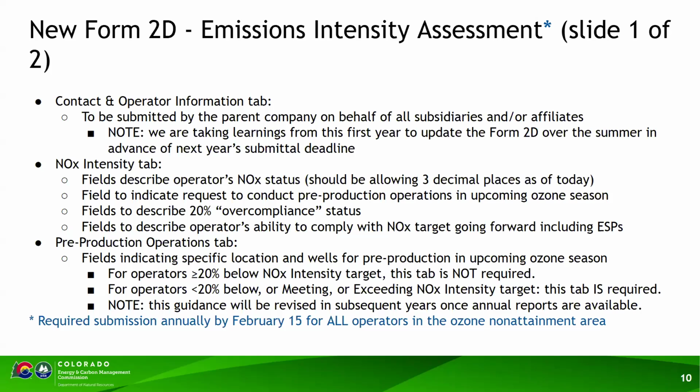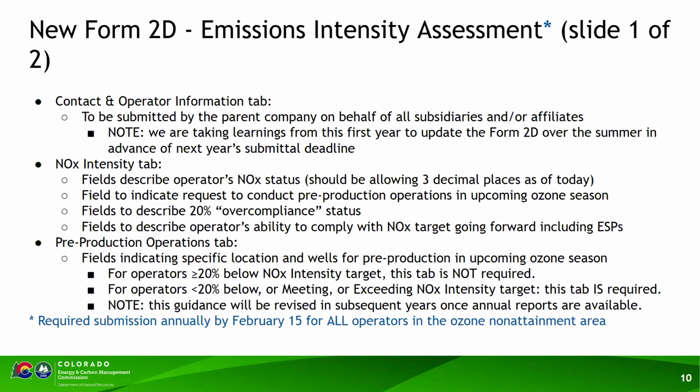Walking through the sections of this form, as a reminder, this is in e-forms, not web forms. On the contact and operator information tab, this is intended to be submitted by the parent company on behalf of all subsidiaries or affiliates, similar to how the interim NOx intensity report was submitted to APCD by the parent company. We have received feedback already from folks, and we are taking these learnings, especially with this parent subsidiary affiliate relationship. While we're going to stick with the form as designed for this first year, we're going to take a lot of these learnings and implement them over the summer so that next year's form better reflects the parent, affiliate, and subsidiary relationships.